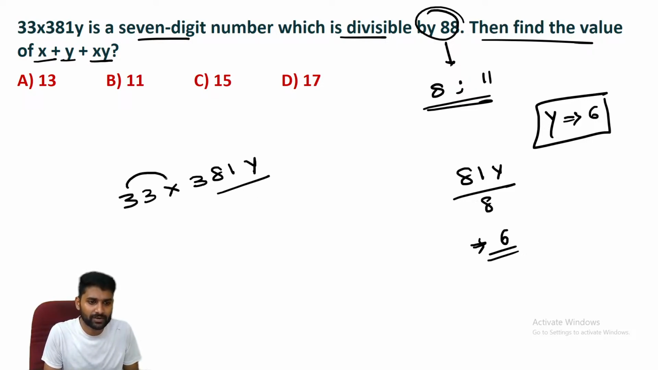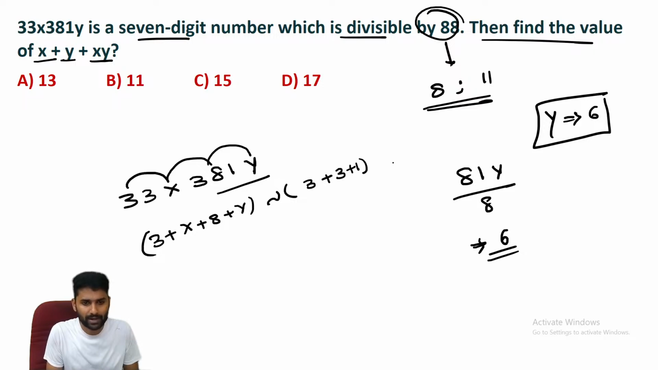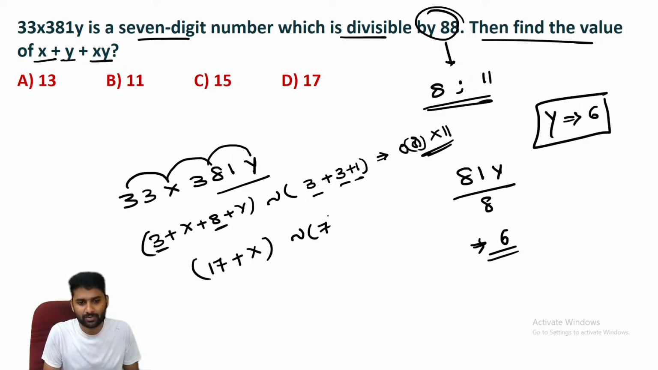So what is the divisibility property of 11? Take the sum of alternate digits and find the difference. The difference should be either 0 or a multiple of 11. Now 3 plus 8 is already 11, 11 plus 6, my value that you already know, is 17, plus x. The other sum is 3 plus 6 plus 8 plus 5, and the difference should be a multiple of 11.